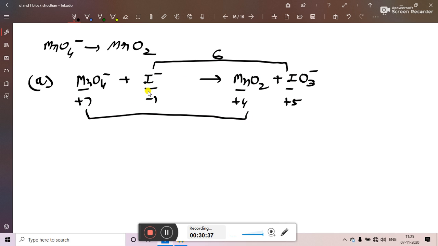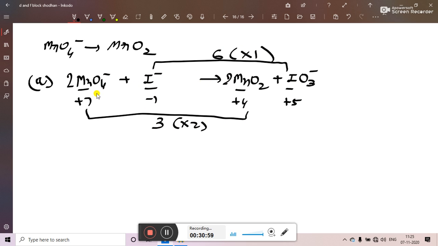And permanganate ion undergoes reduction from plus 7 to plus 4. So on subtracting, it will be plus 3. And here, on subtracting plus 5 minus minus 1, it will become plus 6. So here we have to multiply with 2 and here we have to multiply with 1. So here there will be 2, here there will be 2.